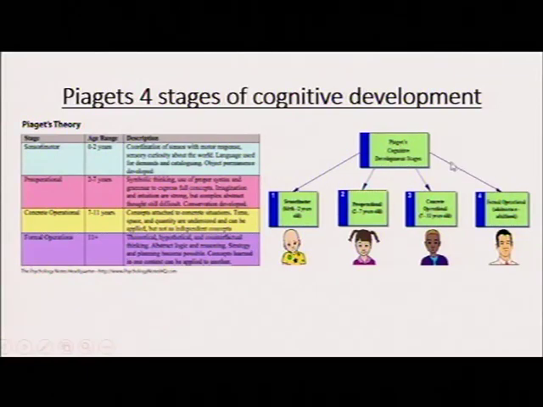So there you have it. Piaget's cognitive development stages, the four stages, and the description. Right.